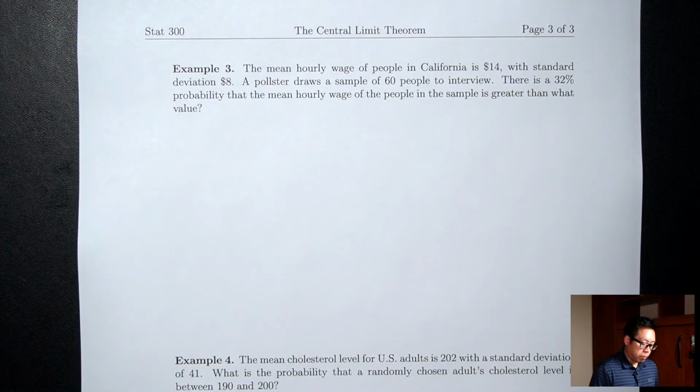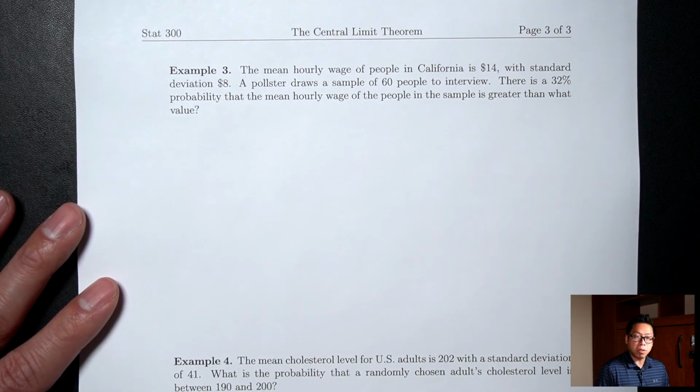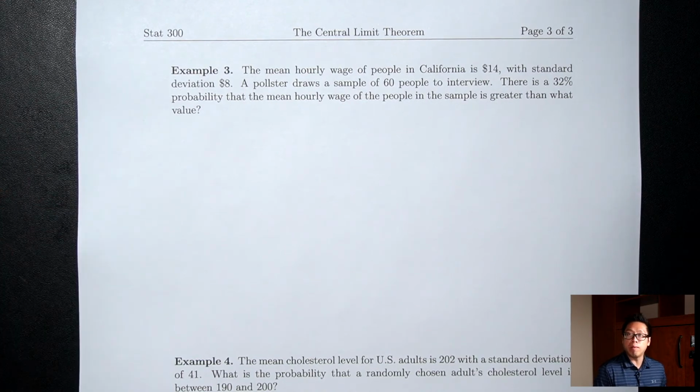Example 3. The mean hourly wage of people in California is $14 with standard deviation $8. A pollster draws a sample of 60 people and interviews them. There's a 32% probability that the mean hourly wage of the people in the sample is greater than what value?